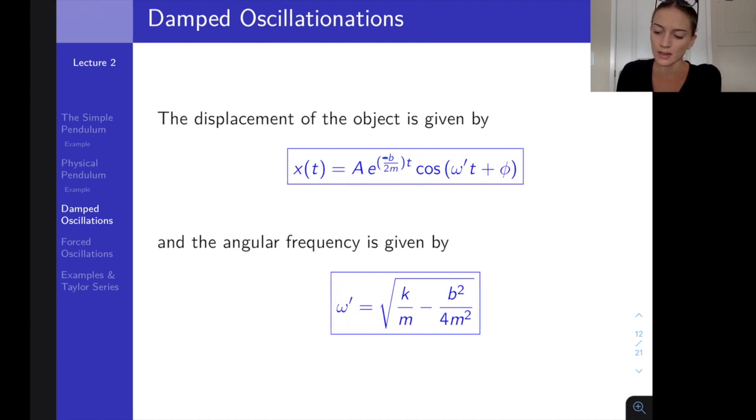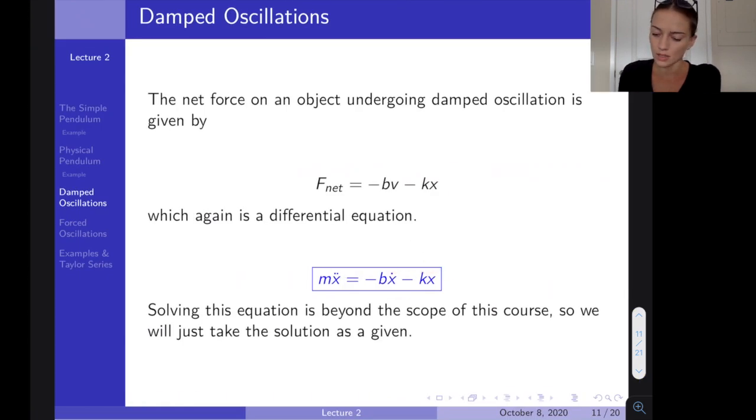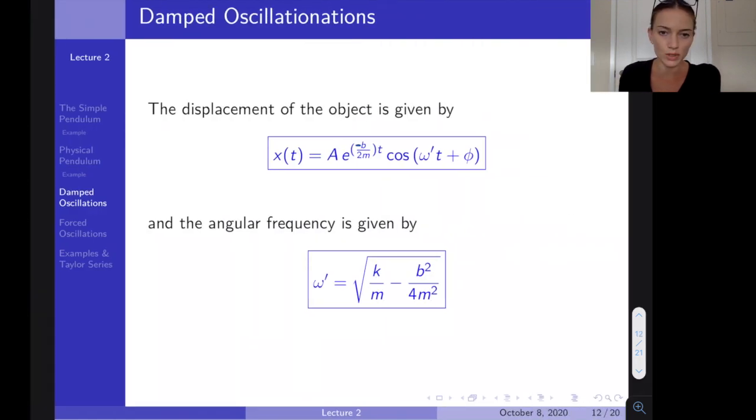So you can plug this solution into this equation and again find the frequency. We don't have to do that, again, I'll just give it to you. So this is the frequency of oscillation that an object will have if it is being damped.